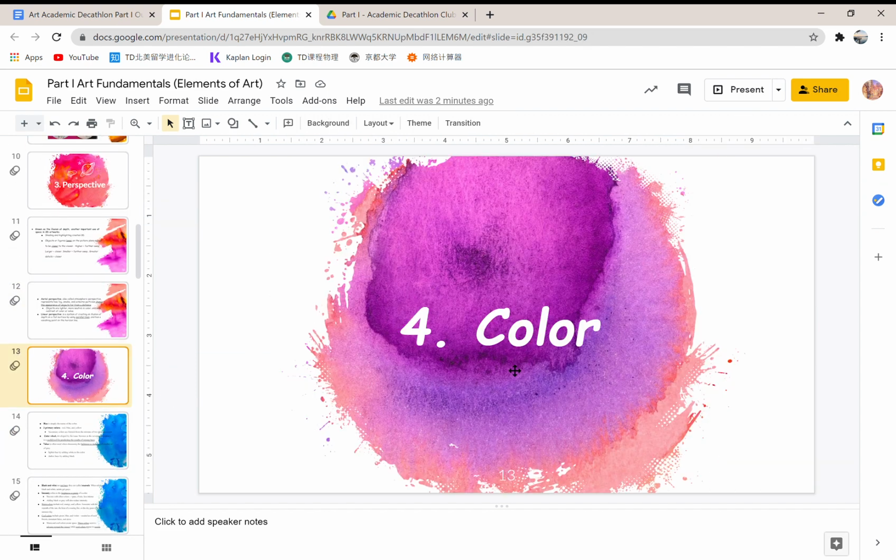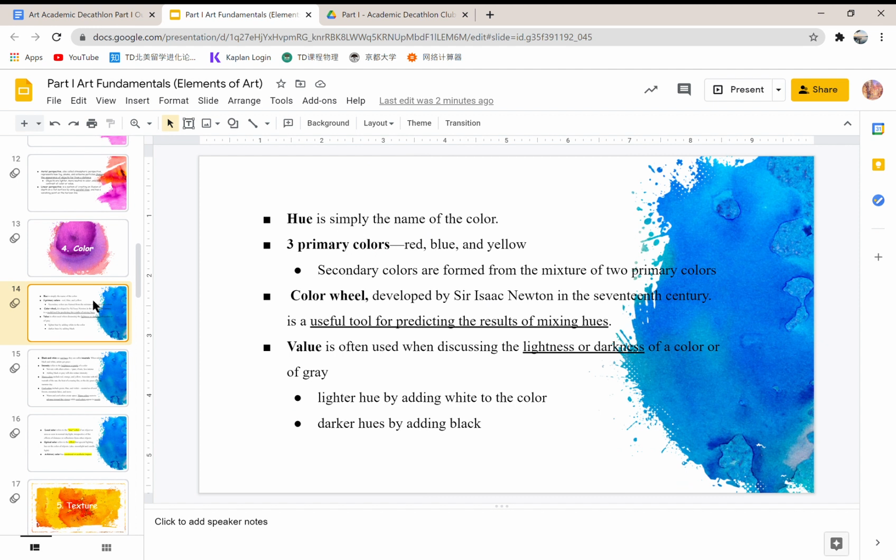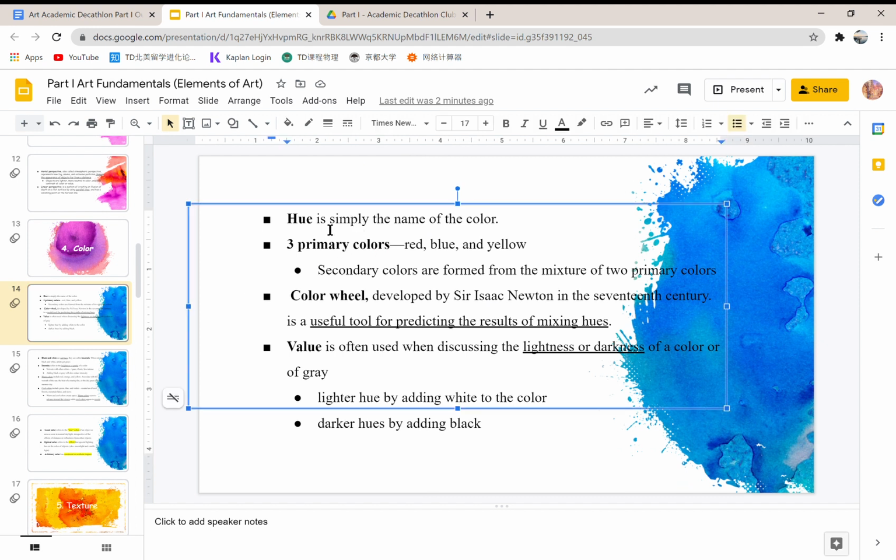The next one is called color. Another way of saying color is just hue. And then we have three primary colors. I'm sure most of you already know this: red, blue, and yellow. Secondary colors are formed from a mixture of two primary colors. So that is the definition of secondary colors right there.